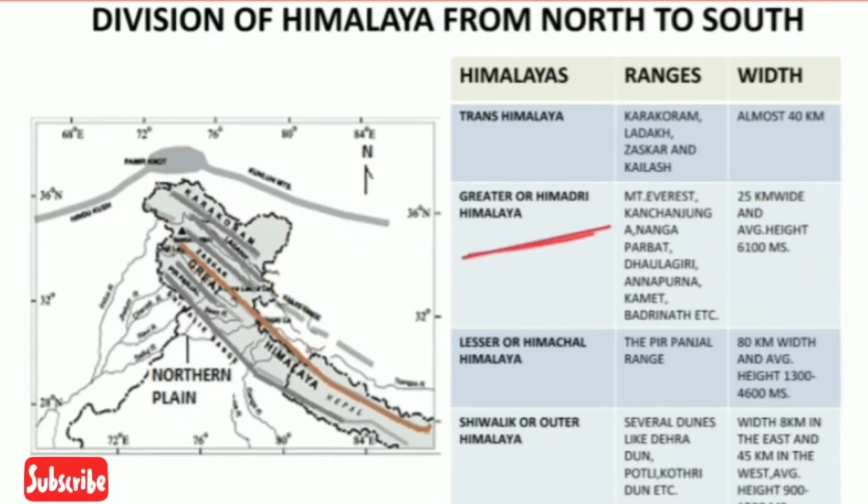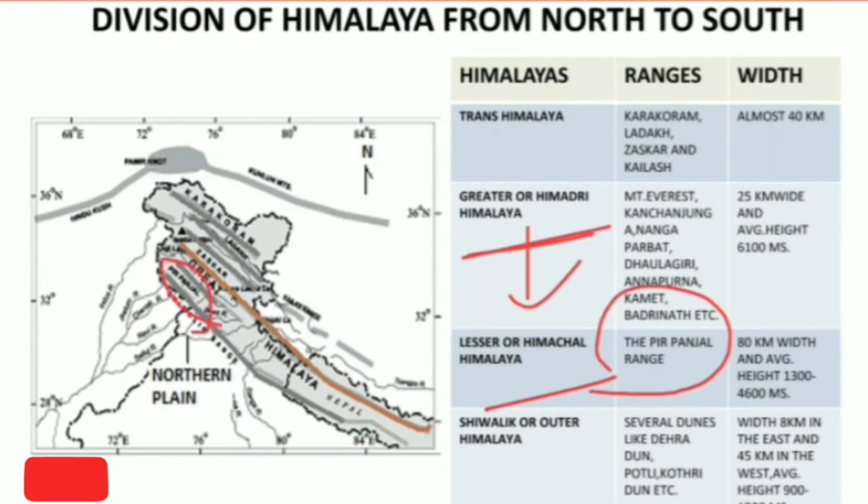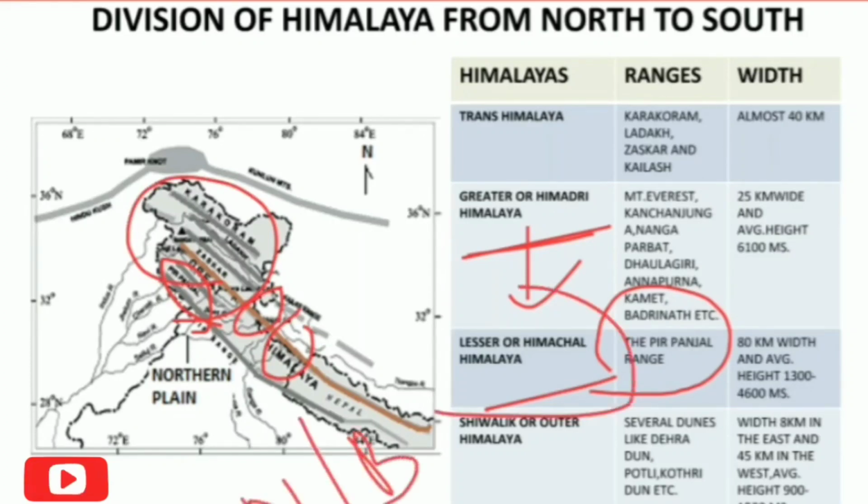After Greater or Himadri Himalaya, in its southern part we have Lesser or Himachal Himalaya, which mainly includes the Pir Panjal range. Here you can see the Pir Panjal range. So, under this Himachal Himalaya, we have parts of Jammu Kashmir, Himachal Pradesh, Uttarakhand, and Sikkim in India. If we consider our neighboring countries, then we have Nepal and Bhutan under this Himachal Himalaya. 80 km is the width of this region and the average height is approximately 1300 to 4600 meters.